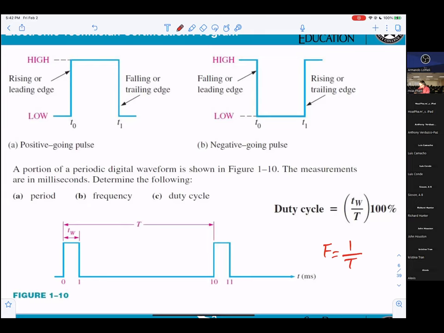Okay, they tell you in here, if you want to get the duty cycle, it will be equal to tW divided by capital T times 100%. tW will be here. That means how long the signal goes high, okay? Then you're able to calculate the duty cycle.